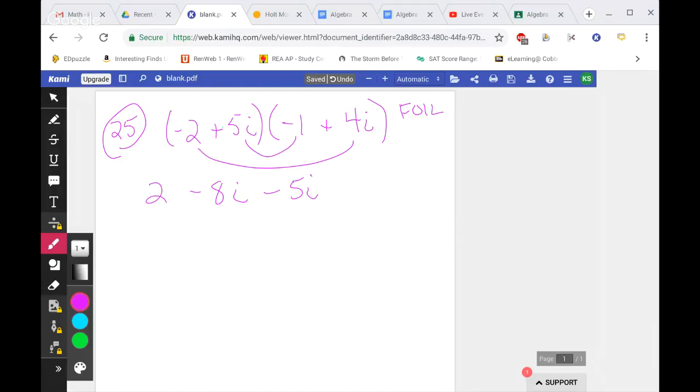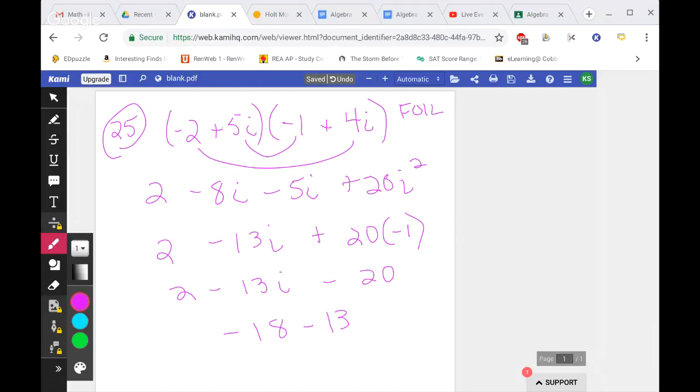And then last is 5i times 4i, which is going to be a +20i squared. So I'm going to combine like terms where I can. So that's going to be -8i and a -5i. That's -13i. And this is technically 20 times -1. So that then looks like this. And now I'm going to combine like terms. So 2 minus 20 is -18 minus 13i.